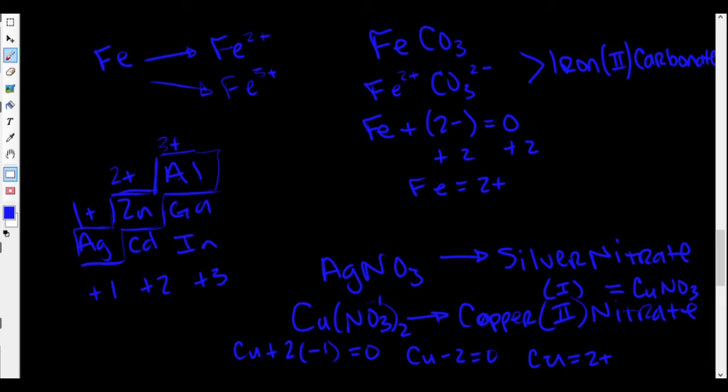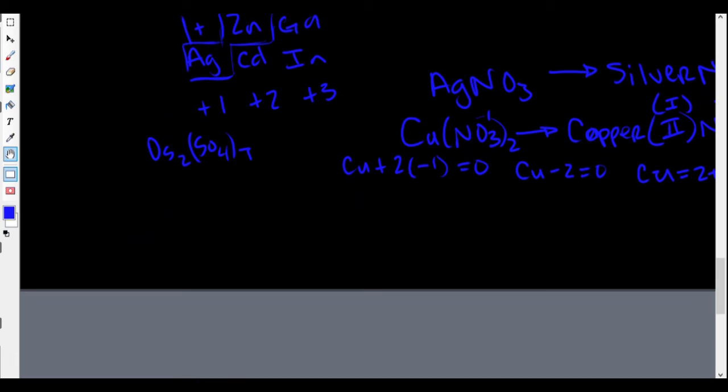Let me give you one more. Os2(SO4)7, and this is osmium. I don't remember if she wanted you to know that charge, but Os2(SO4)7, how would you name that? Well, we know that sulfate has a 2- charge, so it's going to end in sulfate, right? Because we have a polyatomic there.